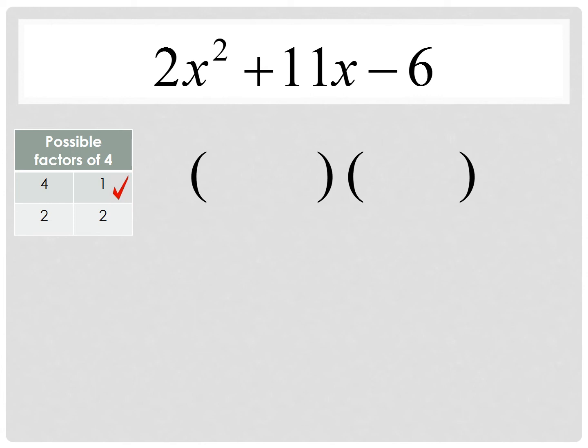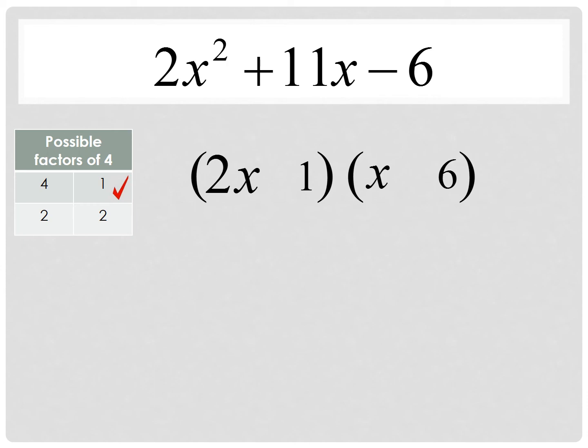Our next step is to split up that x squared. So we're going to generate our binomial factors. We're setting up, getting ready to lay out those binomial factors. We're going to split our x's across each set of parentheses. Then we'll also split our factors of 4 and 1 across the set of parentheses.